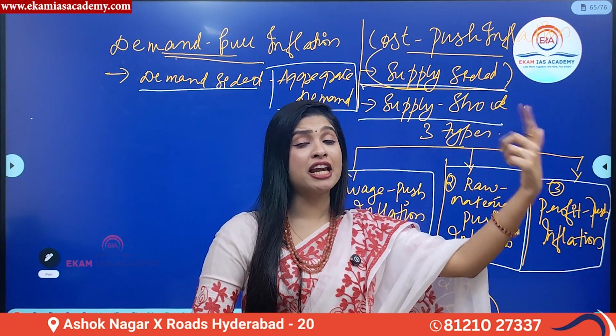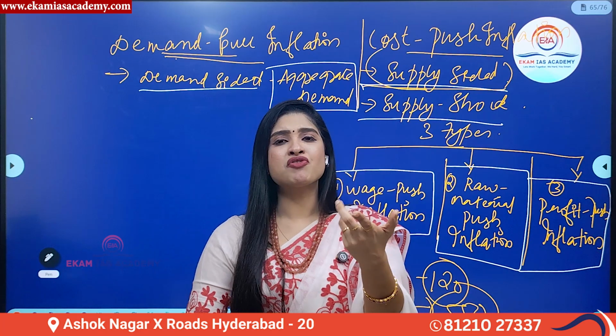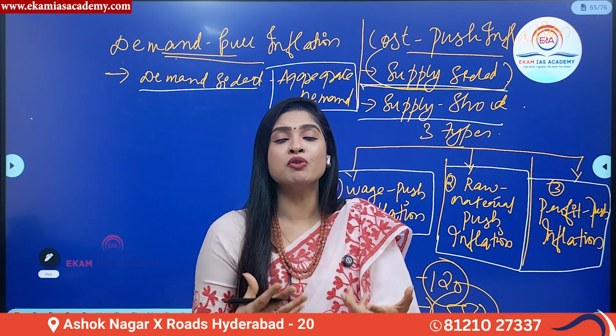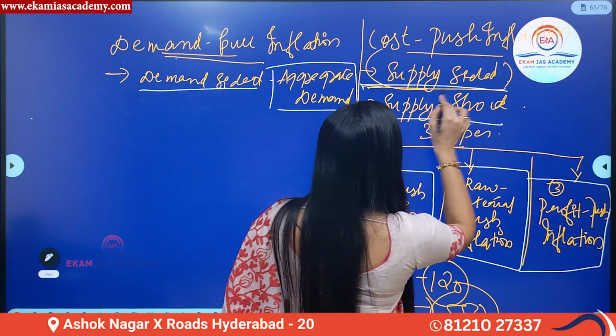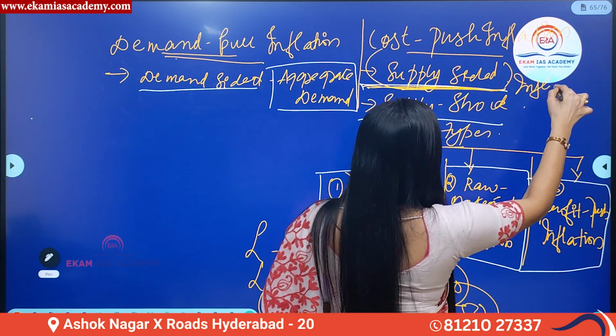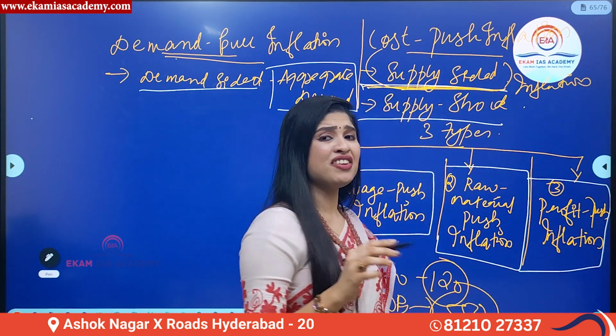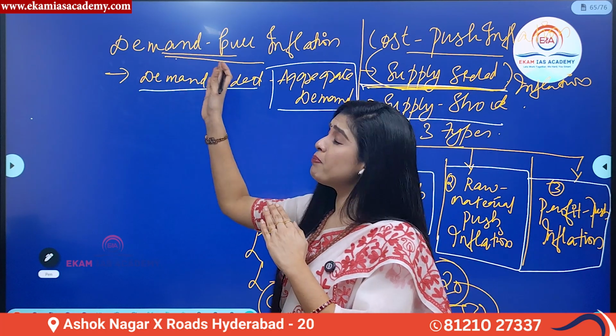And cost push inflation comes from whom? It comes from the suppliers or the producers who are producing a commodity. That is why it is called what? Supply-sided inflation.